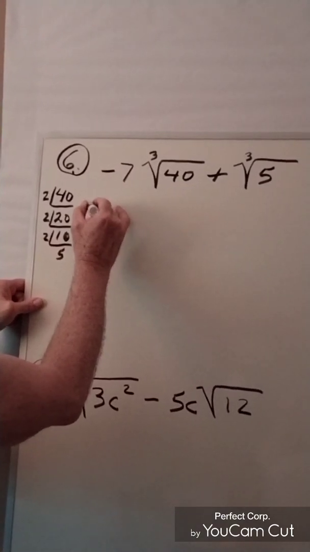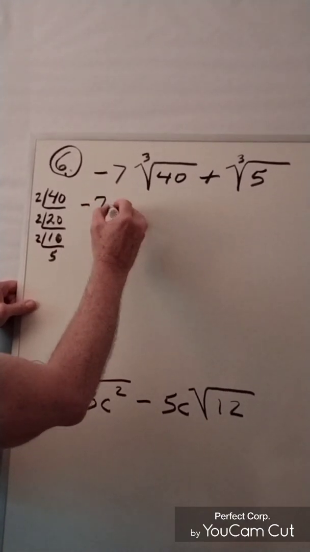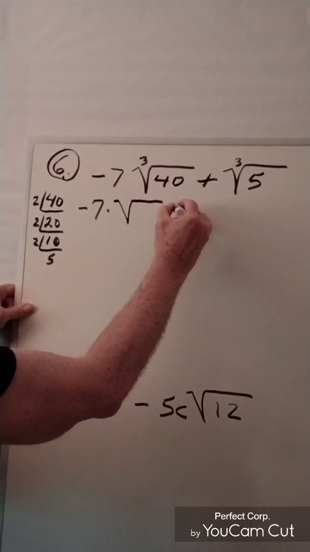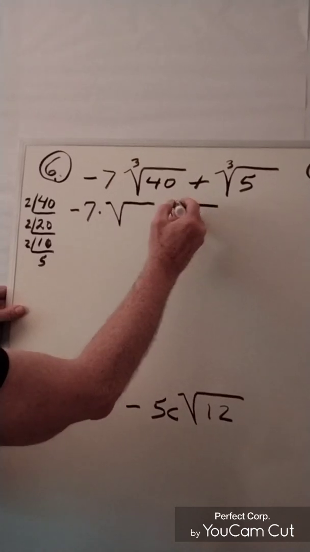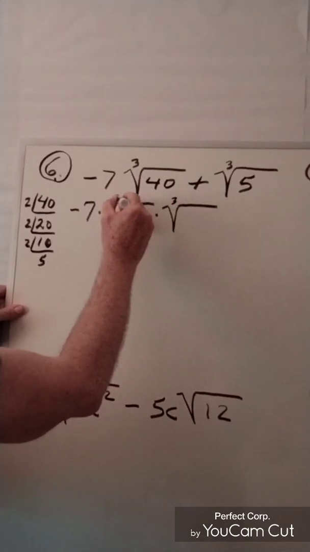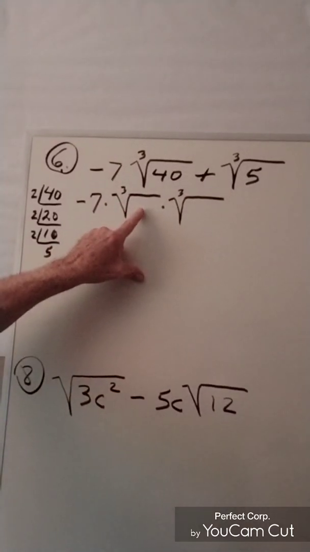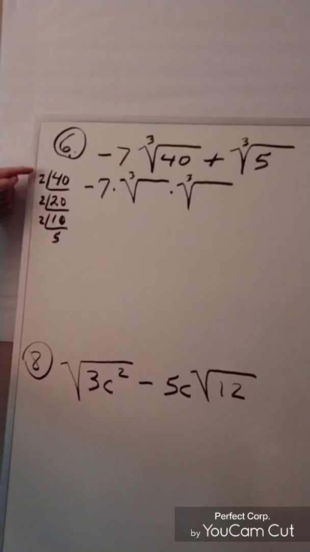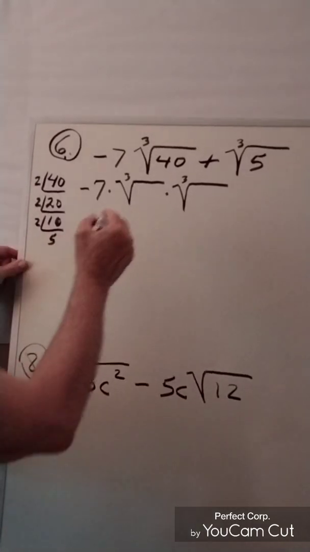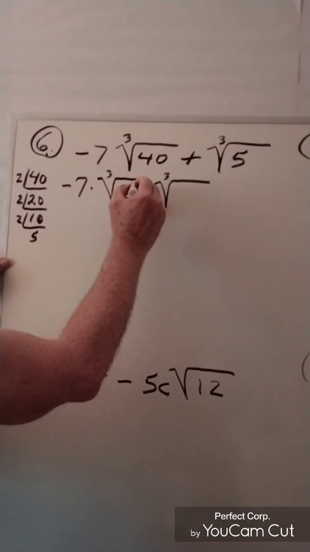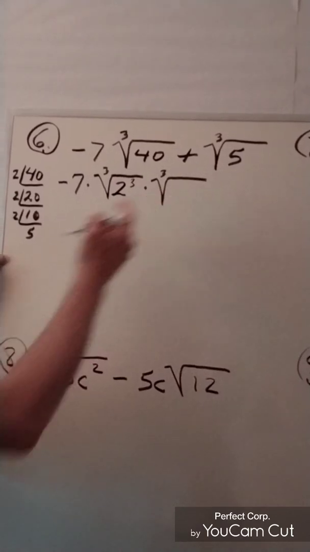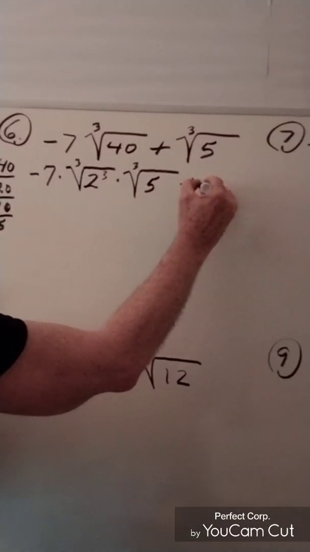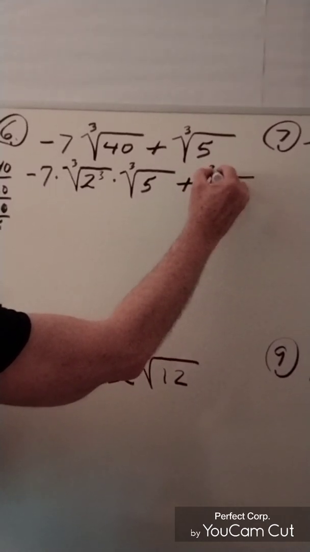Down. Times. Make 2. Remember the index. In the rational house, 2 to the third. You could put 8. I'm going to write 2 to the third. In the irrational, 5. Plus the cubed root of 5.